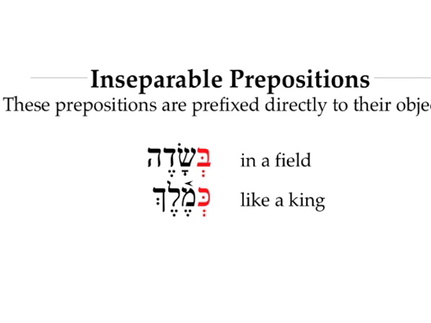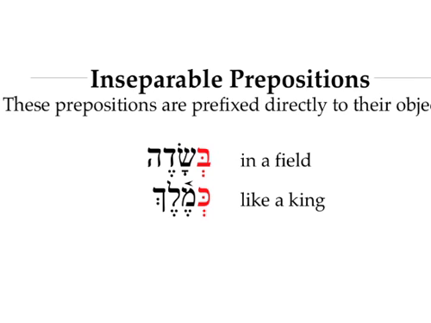They are, in this instance, prefixed to their object. Now we've seen words prefixed before. The definite article and the conjunction vav are two words prefixed to the words that follow. Inseparable prepositions are like that in that they are always prefixed to their objects.